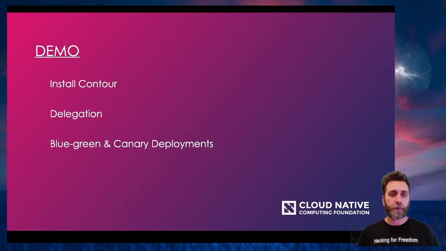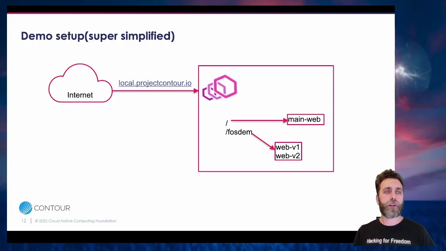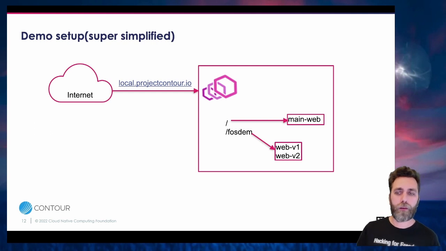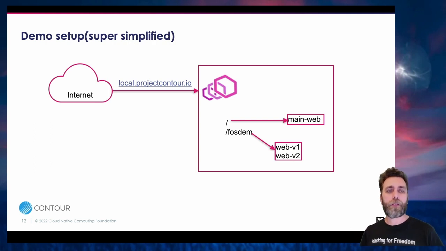So about the demo, we're going to install Contour. I'm going to show you some delegation of the paths that I was discussing previously, and then we're going to do a simple blue-green combined with canary deployment, just to show what we can do with a few commands. So that's a very simplified demo setup. I just want to show what we're going to do and what we try to achieve in the demo. We're going to hit local.projectcontour.io. That's a record which points to your localhost. You can use it for all demo and test purposes.